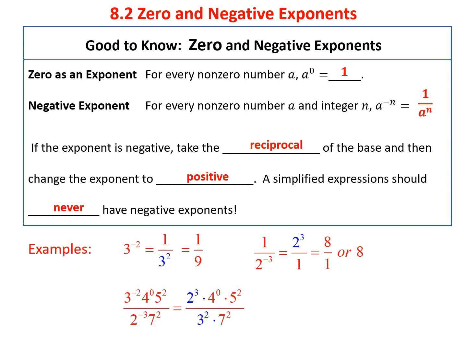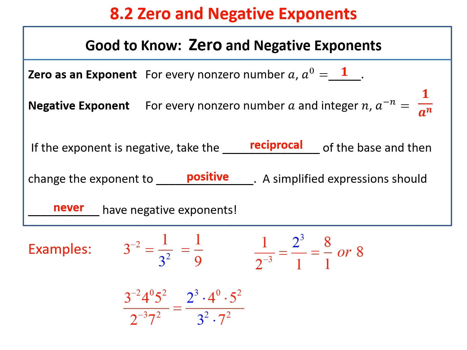Take a look at this example here, more complicated. I have 3 to the minus 2 times 4 to the 0, 5 squared, divided by 2 to the minus third, 7 squared. Well, just start working through it. First of all, the 3 to the minus 2, I'm immediately going to take the reciprocal, so I'm going to move that down so it becomes, here in the blue in the bottom, 3 squared in the denominator. Likewise, the 2 to the minus third in the denominator at the beginning, the 2 moves up above the blue on top here and becomes positive 3.